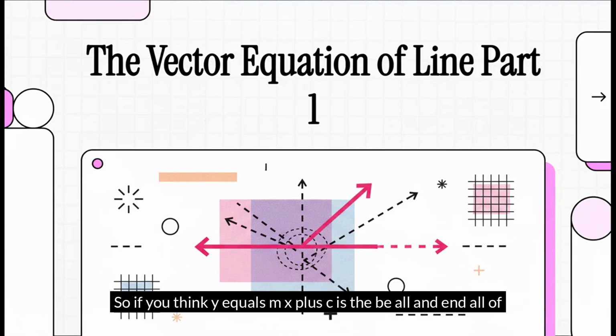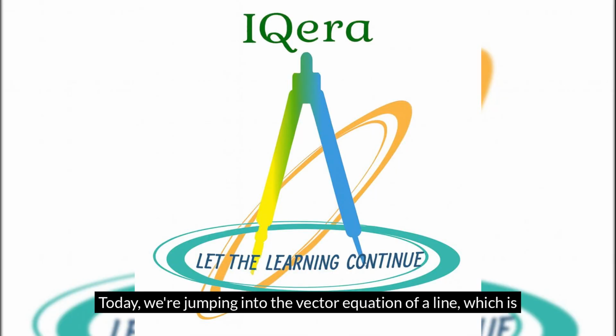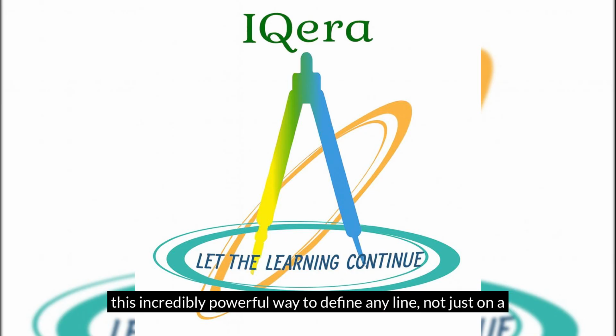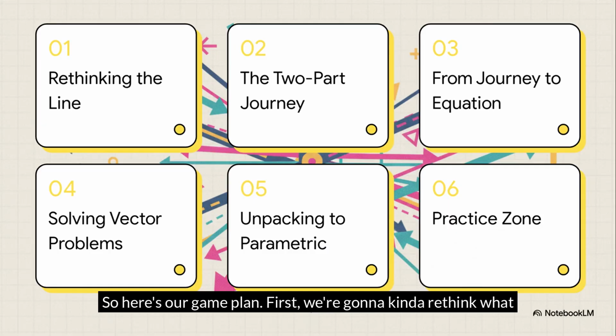Hey and welcome! So, if you think y equals mx plus c is the be-all and end-all of describing a line, you're in for a treat. Today we're jumping into the vector equation of a line, which is this incredibly powerful way to define any line. Not just on a 2D page, but anywhere in 3D space. Let's get into it.